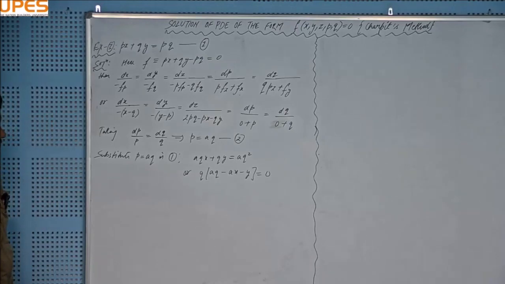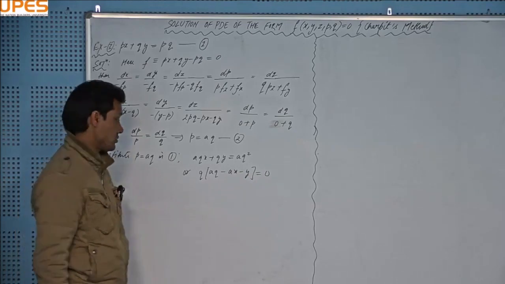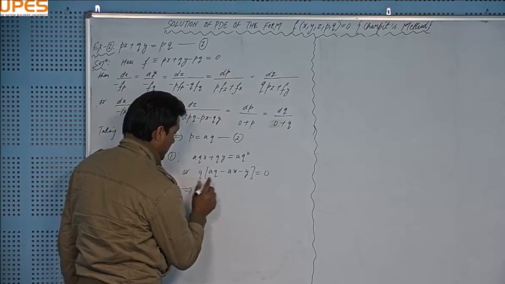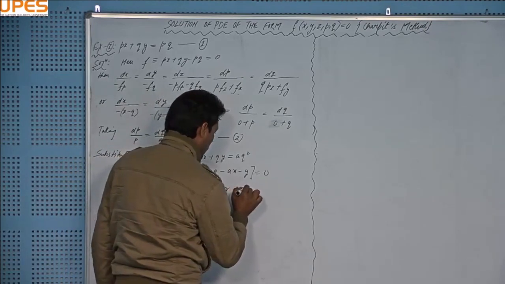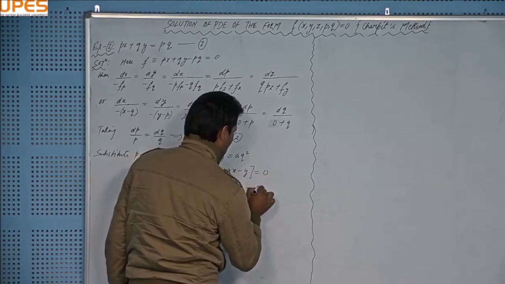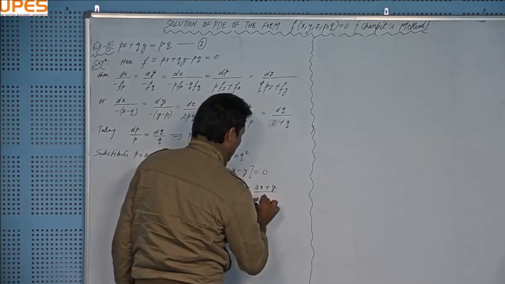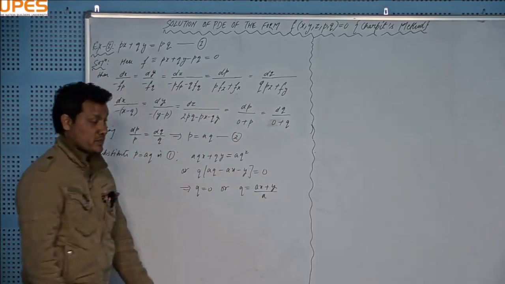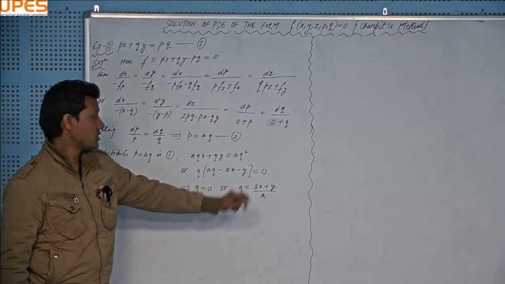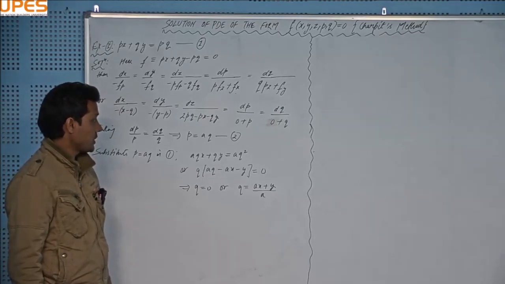And now, since these are two product terms equal to 0, so the possibility is, implies q equal to 0, or this factor 0, aq minus ax minus y equal to 0, or q is equal to ax plus y over a, right? So there are two possibilities, and this is a good point. So what happens if I take q is equal to 0, and what happens if I take q is equal to this, ax plus y upon a? And let me discuss them one by one.